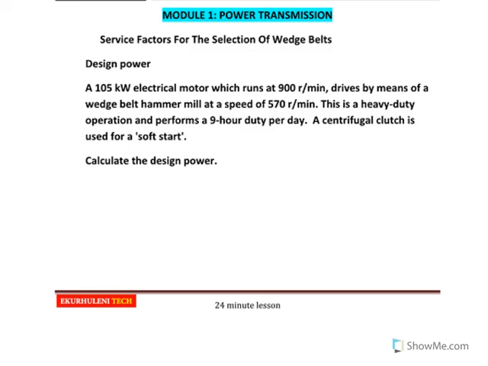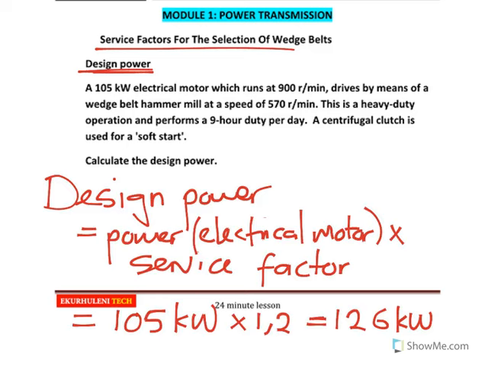As we move on again, after finding the service factor, the next thing to do is to calculate the design power. There is a formula to calculate the design power, and I'm going to write it down. The formula for calculating design power is equal to power of the electrical motor times service factor. Now if again we go back to our question, it says 105 kilowatt electrical motor, so that is the power of the electrical motor. So that's why we use 105 kilowatt.